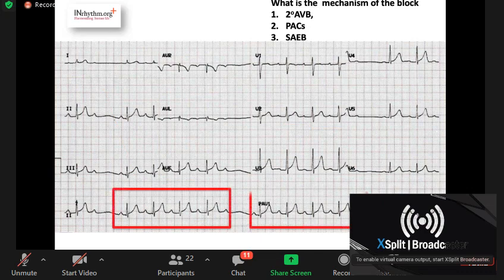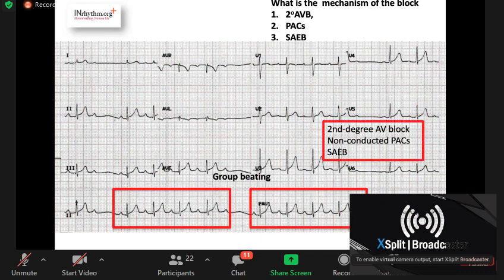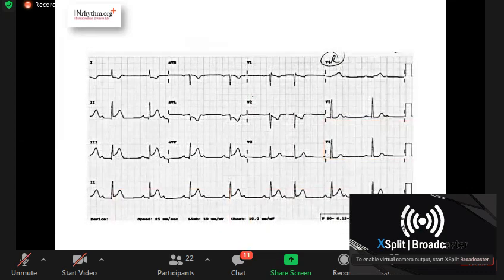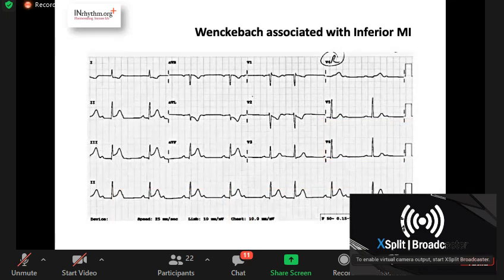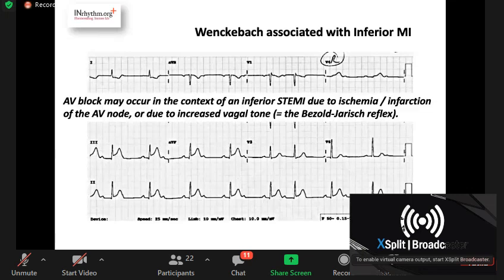So let us caliper the thing. If you look at the beats coming in a group, now here, what is happening? There is significant Wenckebach because of a possible inferior MI. So there is a delayed AV nodal conduction and you can have such kind of Wenckebach around the AV node.